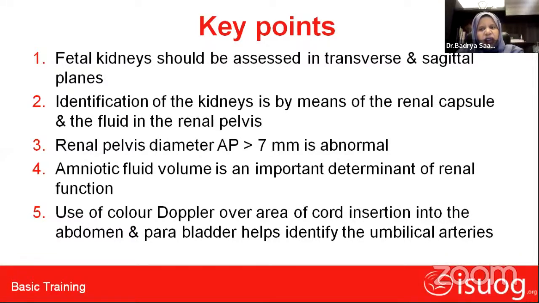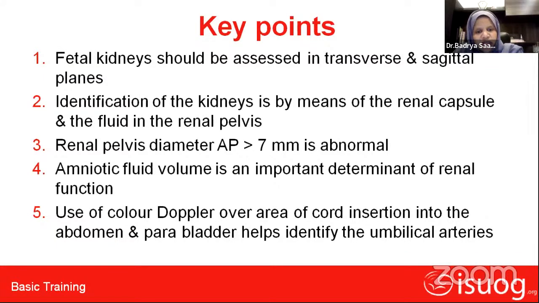Coming to the end of my presentation, the key points we covered: fetal kidneys should be assessed in transverse plane, not only one plane, to get more information. Second, identification of the kidneys is by means of the renal cortex and fluid in the renal pelvis, so that you're not confused with other structures like bowel, for example. Third, renal pelvis diameter should be measured as anterior posterior diameter in transverse section, and if it is more than 7 mm, refer to a specialist.